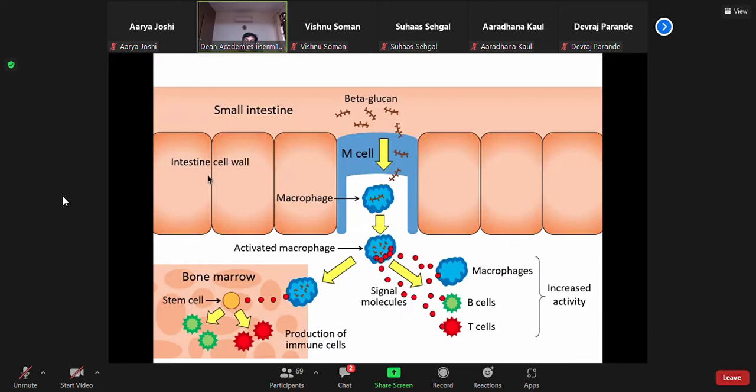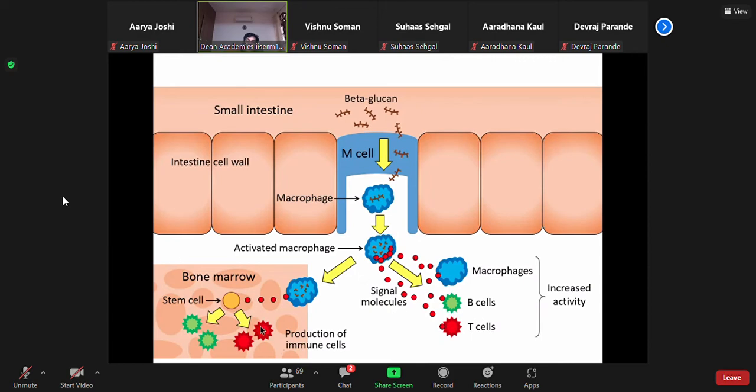Now, epithelial cells as such are very bad at inducing immune response. They don't generate any immune response. But in your gut, at certain places, you have these M cells, and these M cells can sense the presence of these antigens, and they can engage your immune responses by activating B cells and T cells.